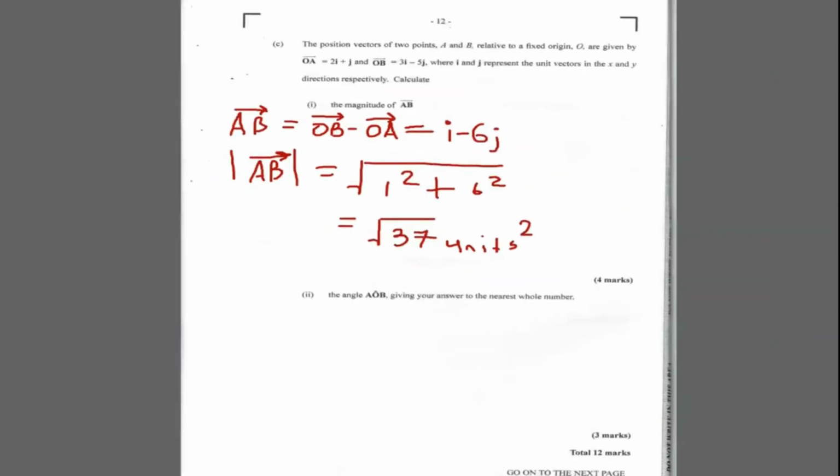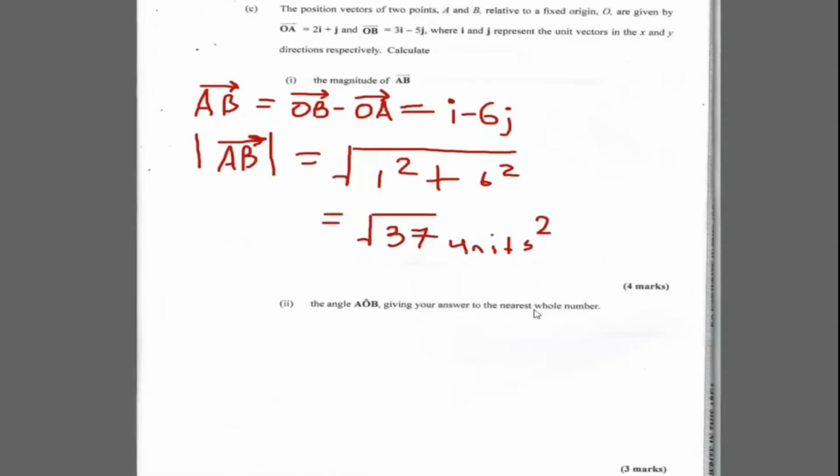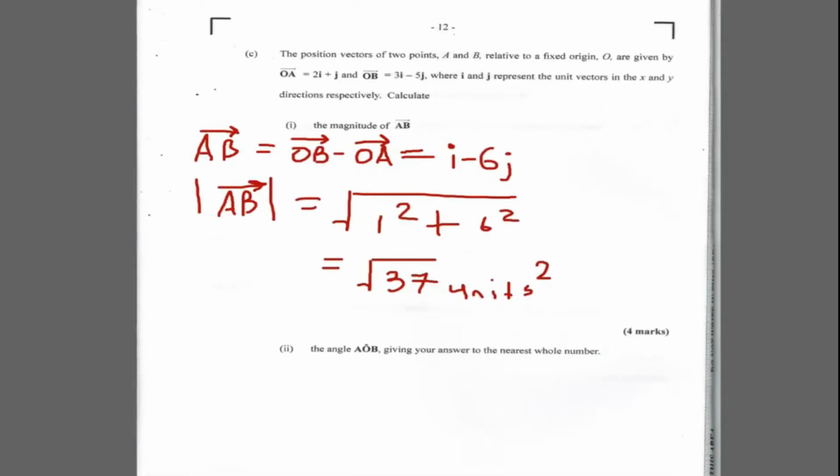All right. Now, part 2 is asking for the angle AOB, giving your answer to the nearest whole number. Now, let's do that now.